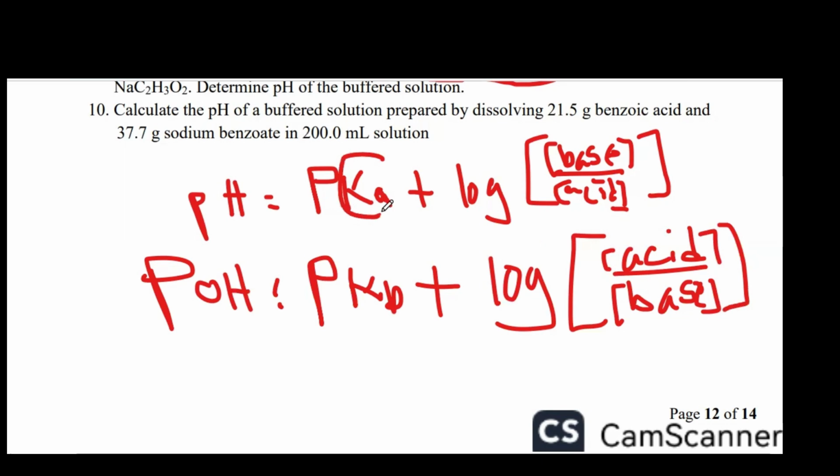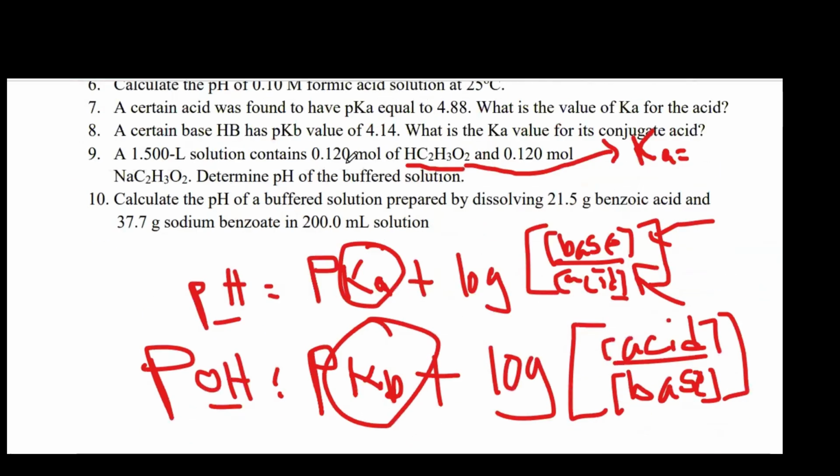These pKa values and pKb values are always given in your tests or exams. They are constant values. What you have to worry about is the concentration of the base and the concentration of the acid to find your pH or your pOH. In this question, we've been given the moles and the volume, so using that volume and these moles, we can find the molarity of each.